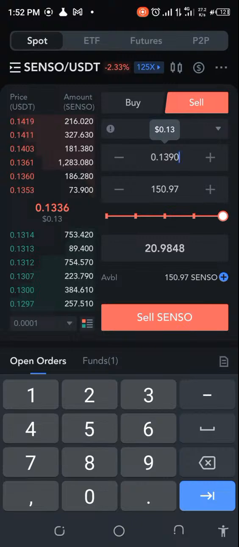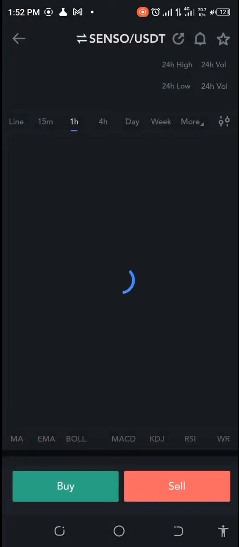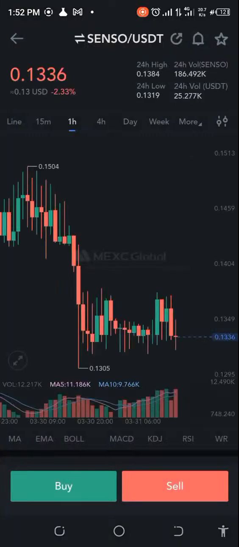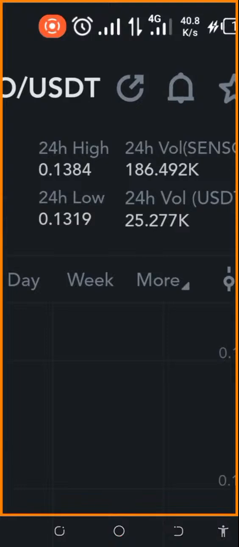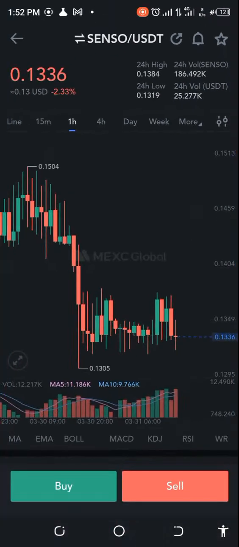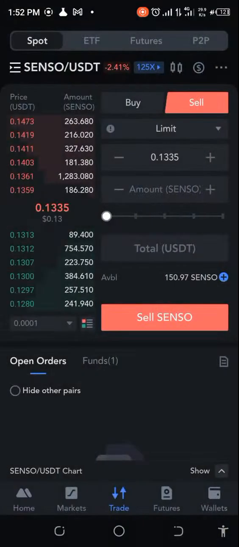Well, looks good, but would it get to 1390? Let's check it out. Let's see what its highest within the 24 hours is, 1384, and the lowest is 1319. So if I choose 1380, wouldn't that be still too ambitious? Well, let me check.